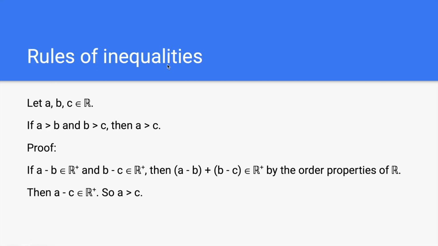Rules of inequalities. Let A, B, C belong to R. If A is greater than B and B is greater than C, then A is greater than C. Proof. If A minus B is positive and B minus C is positive, then bracket A minus B plus bracket B minus C is positive by the order properties of R. Then A minus C is positive, so A is greater than C.